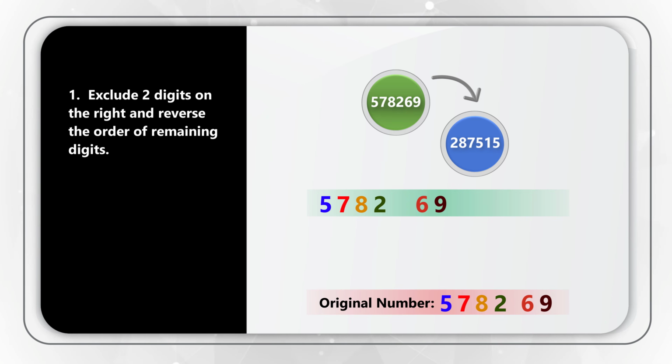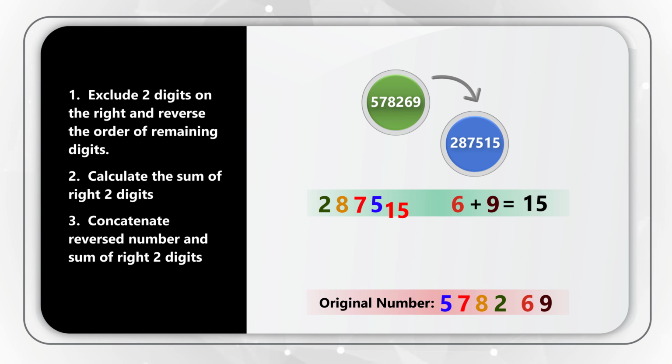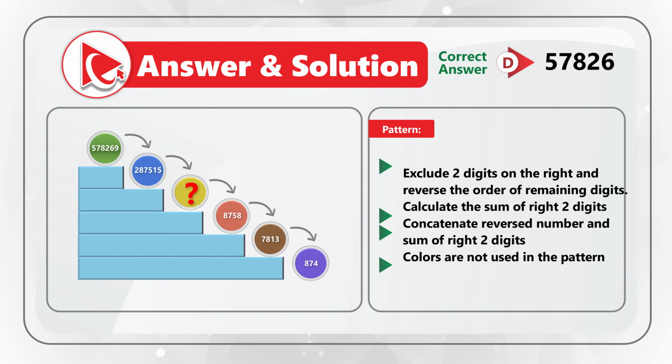We separate 69 and then reverse the order and number becomes 2875, and then we do remaining calculations with the numbers 6 and 9. And the calculations are very simple. We basically add 6 plus 9 and end result of it is 15. Then we concatenate 2875 and 15. So the end resulting number is 287515. As ball continues rolling, we repeat the calculations and get to the answer of D, 57826.